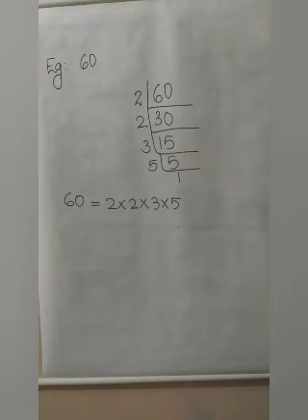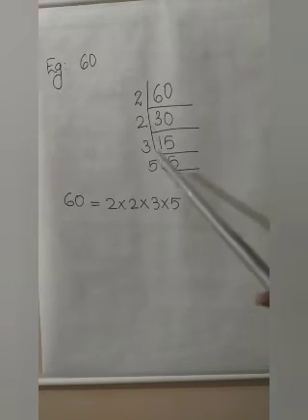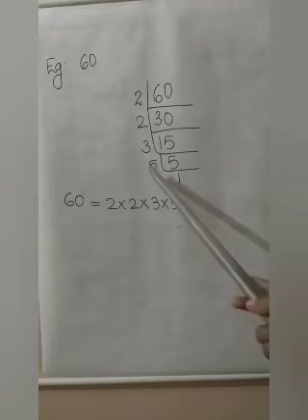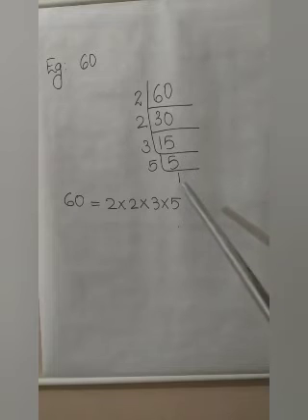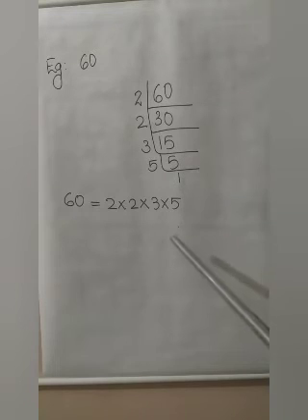Now, is 15 an even number? No, it's an odd number, so we cannot use 2. Now the next option: either we can use 5 or 3. Going from the smallest, I am using 3. So 3 into what is 15? 5. Now 5 is a prime number, so again we can use 5 itself. So 5 in 5, 1. Now you got 1 at last, so you can stop your prime factorization.